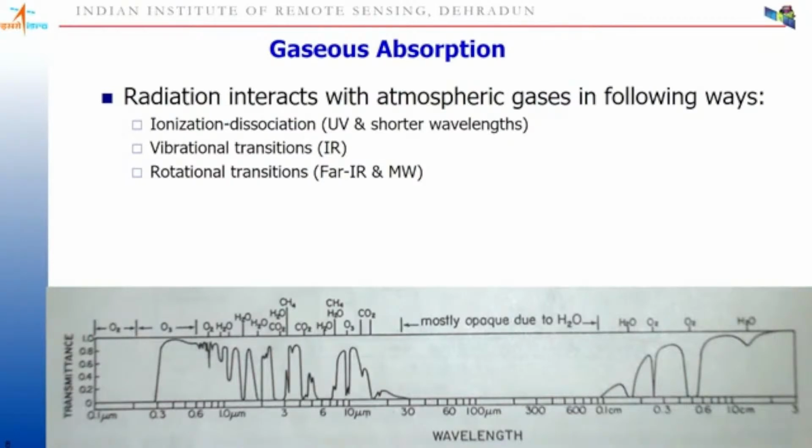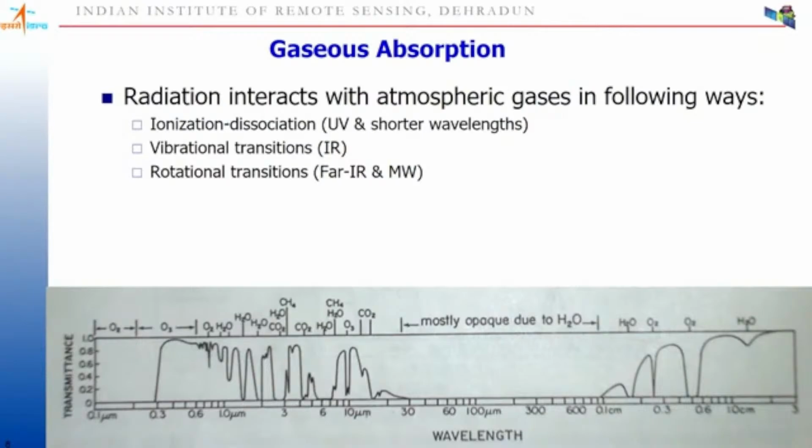When we talk about absorption, the radiation interacts with the atmospheric gases in the following way. The first is ionization. In the short wave or ultraviolet and visible region, energy is very high. So the electron is stripped from the atom and the molecule is torn apart, and this type of dissociation is known as ionization dissociation. Similarly, infrared radiation helps vibrational transition, and far infrared and microwave help rotational transition.